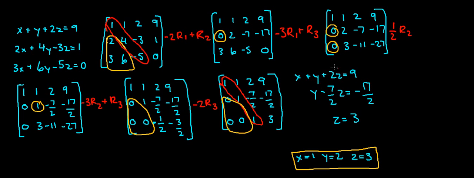Now I've got both of these ones. Z is 3, so that's 6, y is 2, that's 8, 9 minus 8, x is equal to 1.